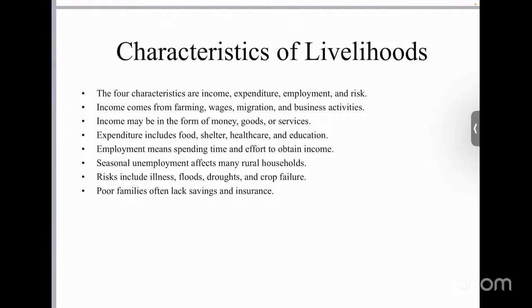Now let's look into the characteristics of livelihoods. So there are four important characteristics of livelihoods. These are income, expenditure, employment, and risk. These four characteristics are sometimes called the four arrows because every household tries to move them in a positive direction. So families try to increase income, reduce unnecessary expenditure, increase employment opportunities, and reduce risks in life.